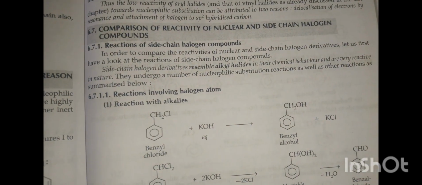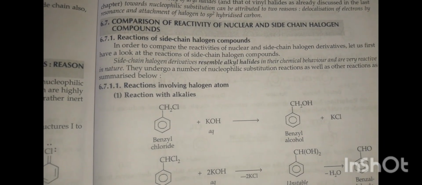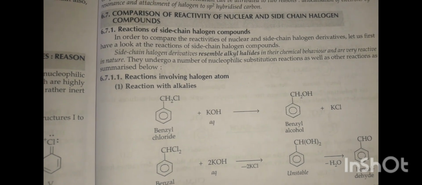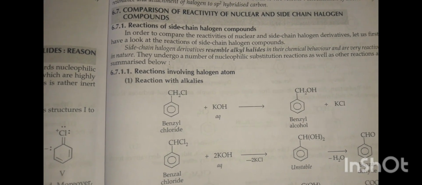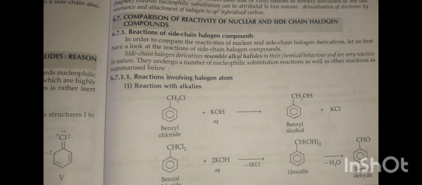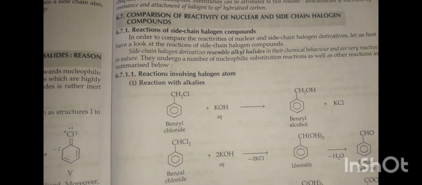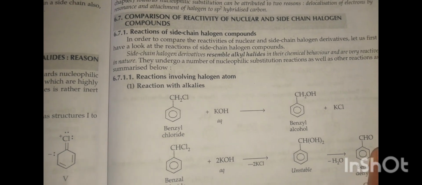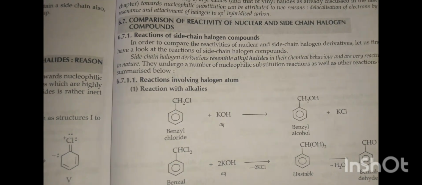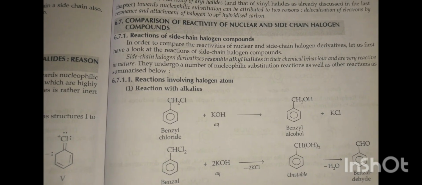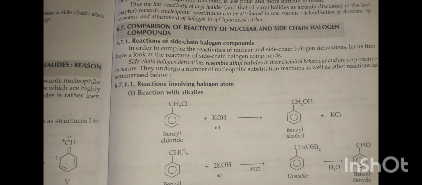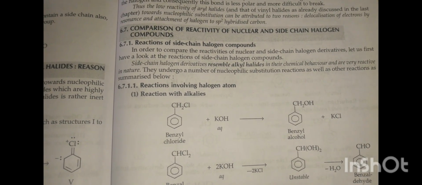Comparison of reactivity of nuclear and side chain halogen compounds. Reactions of side chain halogen compounds. In order to compare the reactivity of nuclear and side chain halogen derivatives, let us first have a look at the reactions of side chain halogen compounds. Side chain halogen derivatives resemble alkyl halides in their chemical behavior and are very reactive in nature. They undergo a number of nucleophilic substitution reactions as well as others, as summarized below.